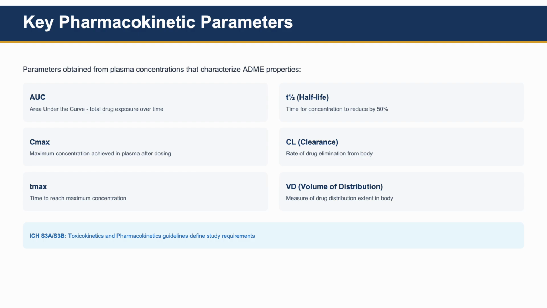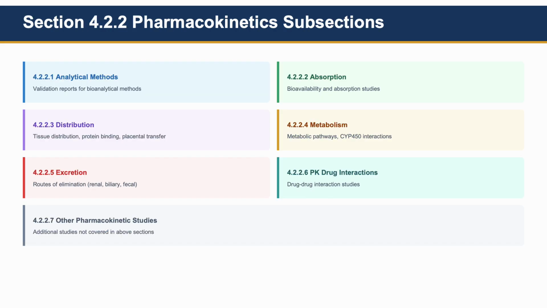ICH S3A and S3B guidelines provide specific requirements for these studies. Section 4.2.2 contains 7 subsections. Section 4.2.2.1 covers analytical methods and validation reports. Section 4.2.2.2 addresses absorption studies including bioavailability. Section 4.2.2.3 contains distribution studies examining tissue distribution, protein binding, and placental transfer.